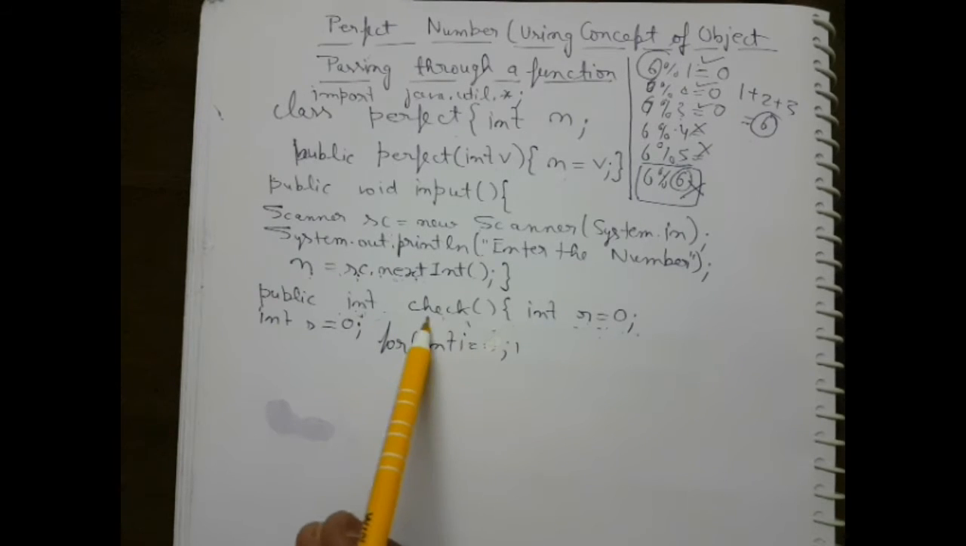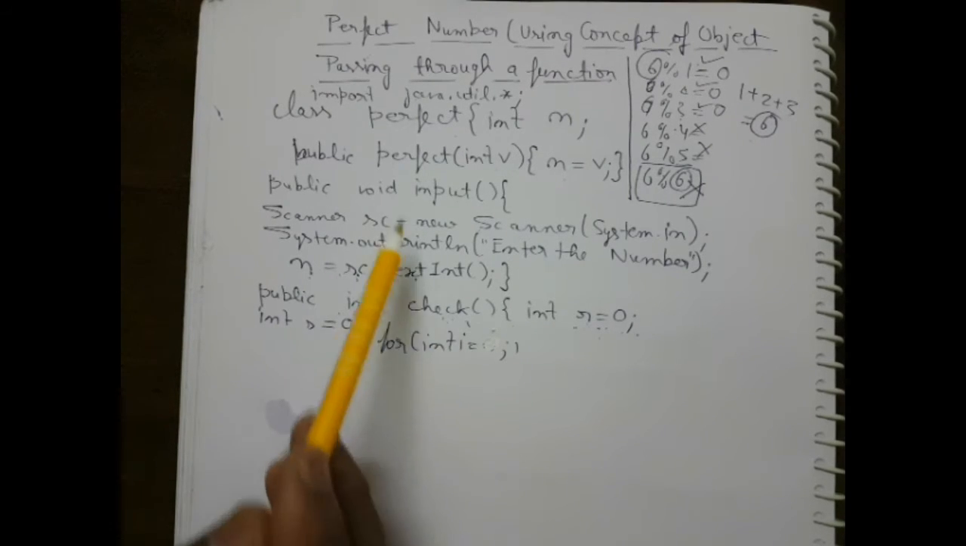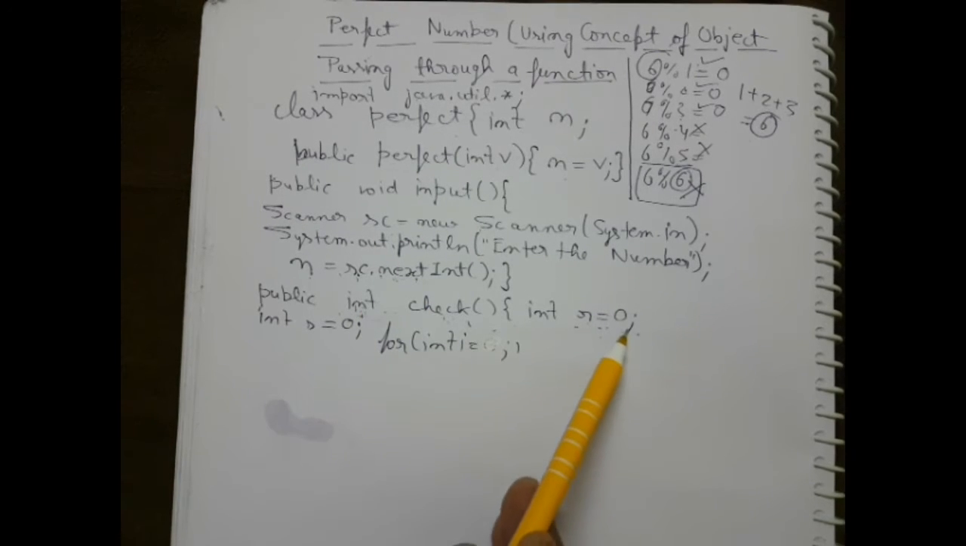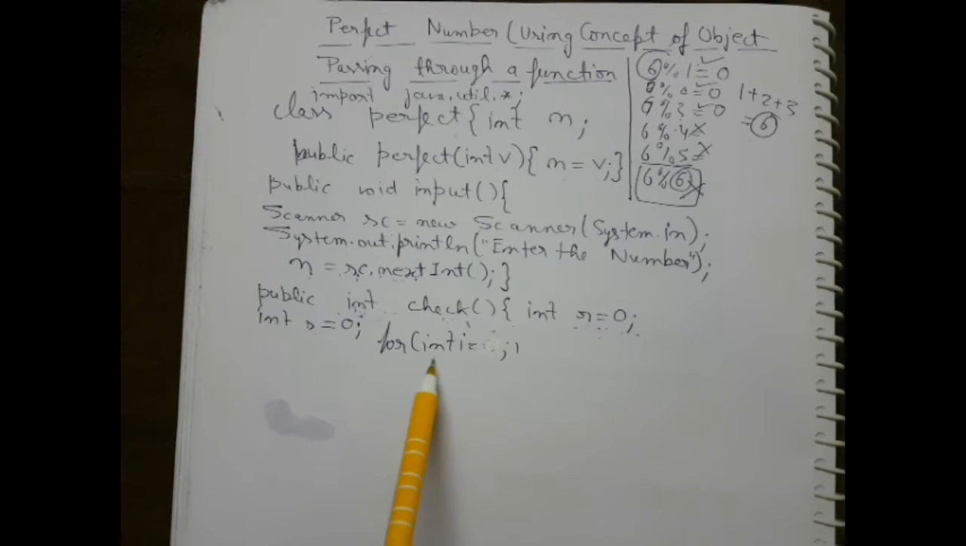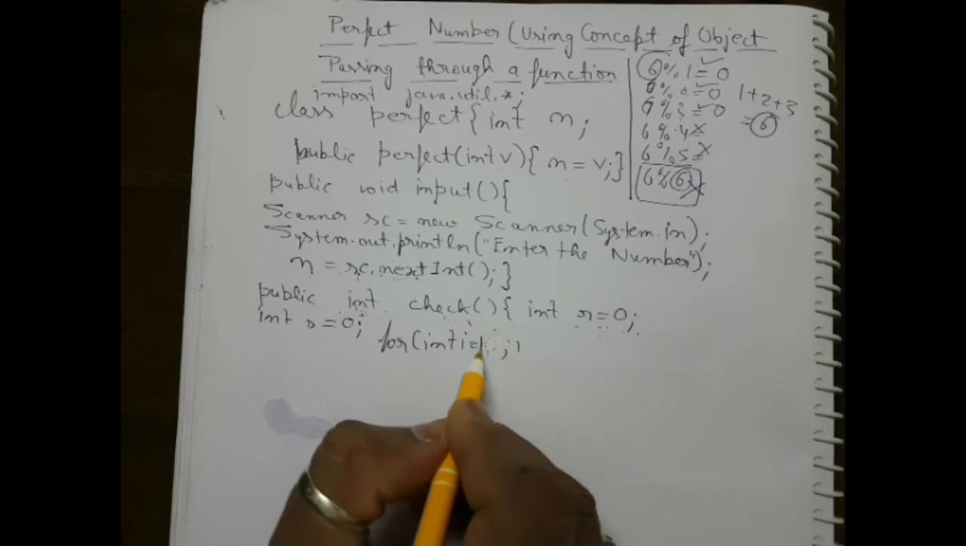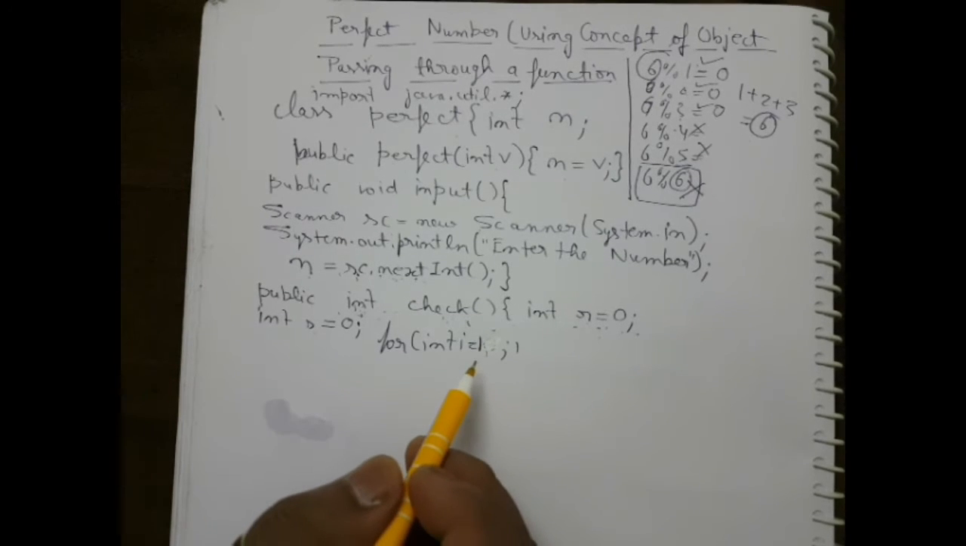So here is a function which checks whether the number is perfect or not, means n is perfect or not, and the return type is int. So it returns 1 when the number is perfect, it returns 0 when the number is not a perfect number. So int r equal to 0, s is initialized with 0, and i we can see here we initialize with 1. And what is the perfect number?